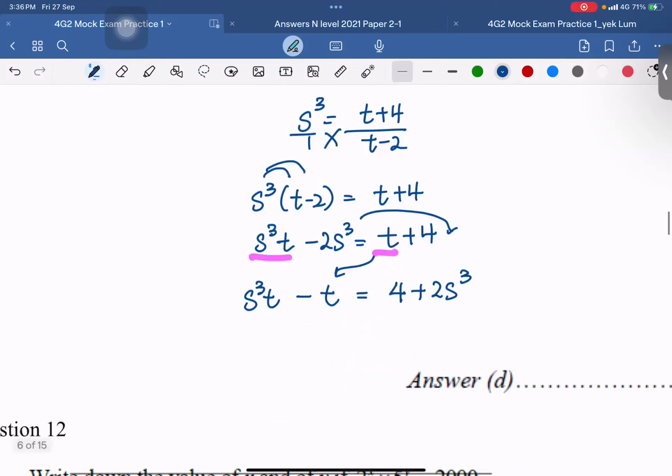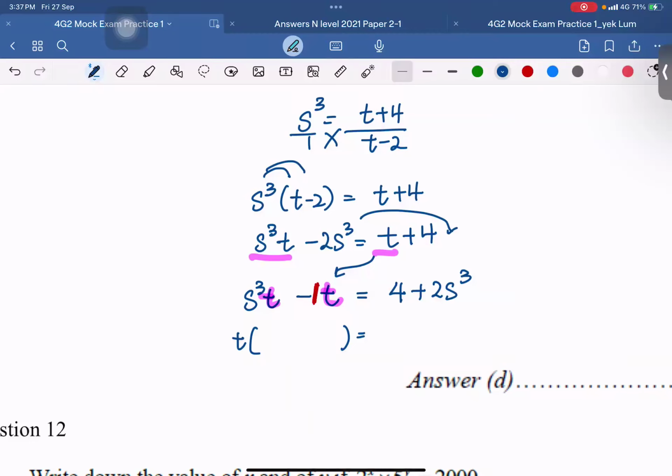Now, many of you are not very sure what to do when you factorize out. Both of them have a letter t. If you are not sure, add a number 1 here. 1 times t is still t, correct? Right? So now I need to factorize out my letter t. Basically, can you help me do the factorization? What am I left with in my bracket?